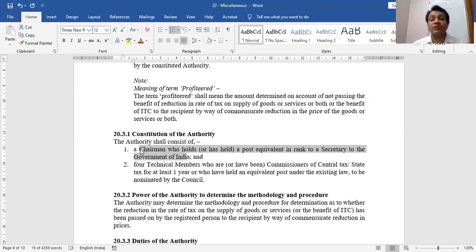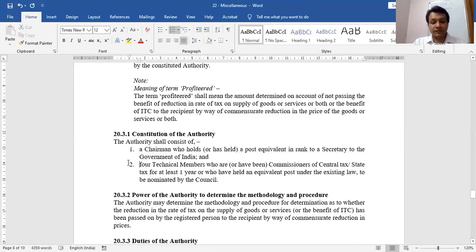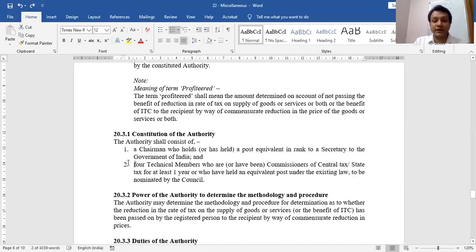So the chairman should not be of any rank below the rank of the secretary, and there will be 4 technical members who have special knowledge of taxation. That means 4 members, commissioners of central tax or state tax, who have been a commissioner for at least 1 year. This is the composition of NAPA.